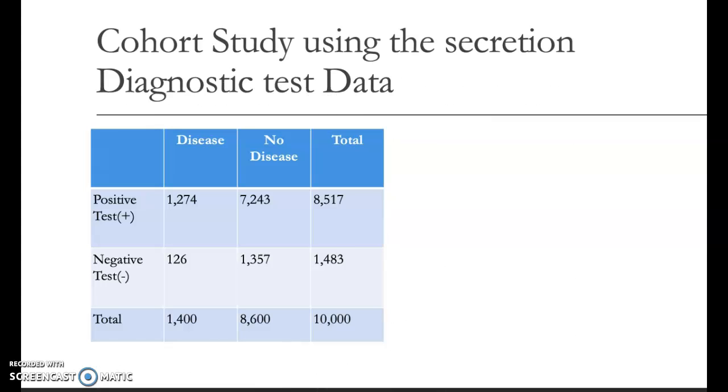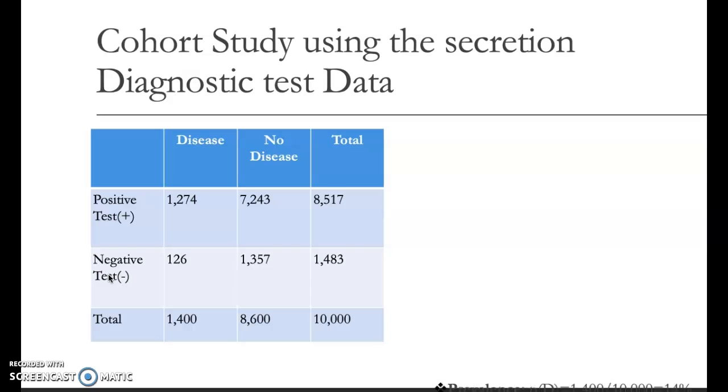All right, so a cohort study was conducted using this diagnostic test. This study included a population base of 10,000 individuals, which we can see here. We have individuals who have the disease and we have individuals who do not have the disease. This column here is individuals who have the disease or did not have the disease but tested positive. And then we also have this column here of individuals who have the disease and did not have the disease but tested negative.